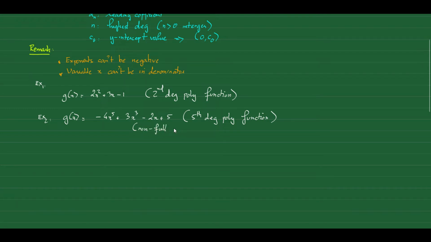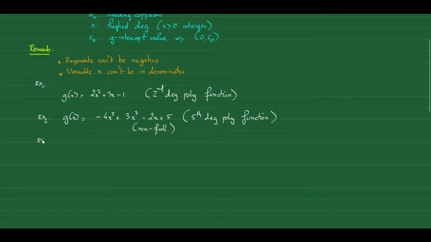Standard form of polynomial function. Okay, and so this one contains all 3 terms for the second degree. So this is full. Okay, so all of this is polynomial function. The a sub n value, which is the leading coefficient over here, is 2. The leading coefficient over here is negative 4, and all the exponents are positive integers.